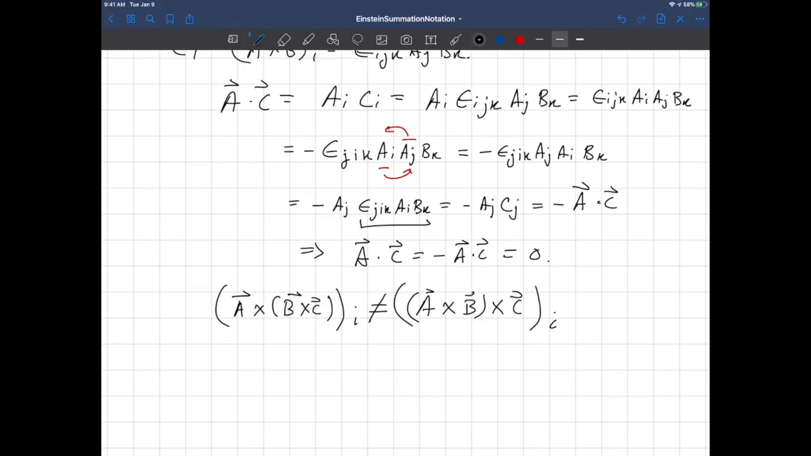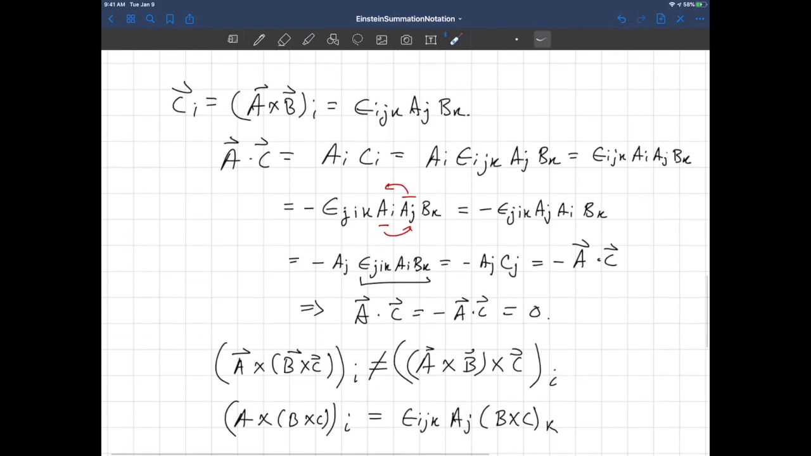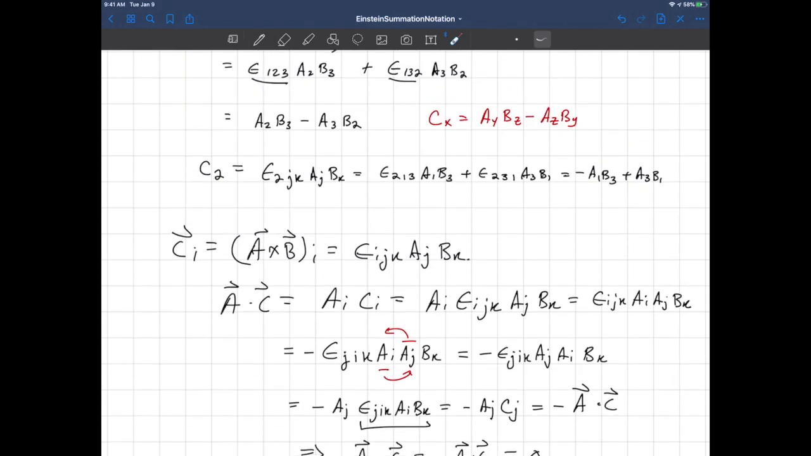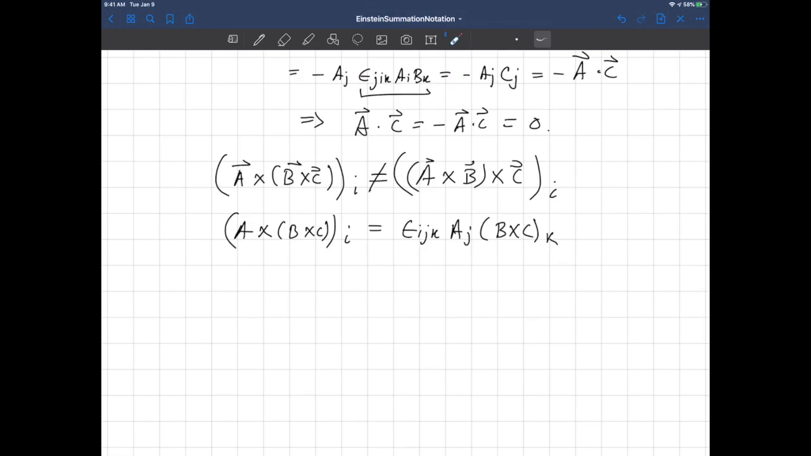All right. So what do we get when we do A cross B cross C? Well, let's write it out. We look at the ith component of that. Well, that's going to give us epsilon_ijk A_j, and then we're going to have B cross C, the kth component. If you look back at your definition, you see that this is your free index, these are your summed indices. In the same way here, my i is my free index and my j and my k are my summed indices.